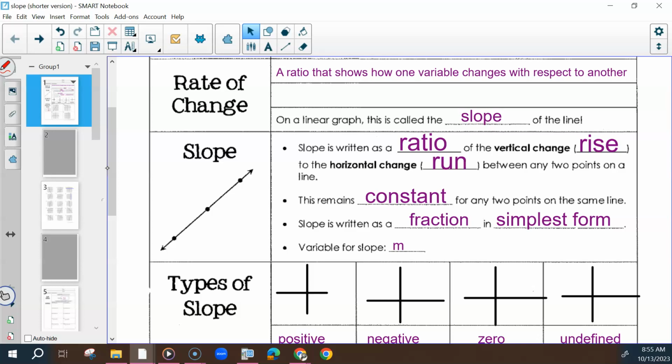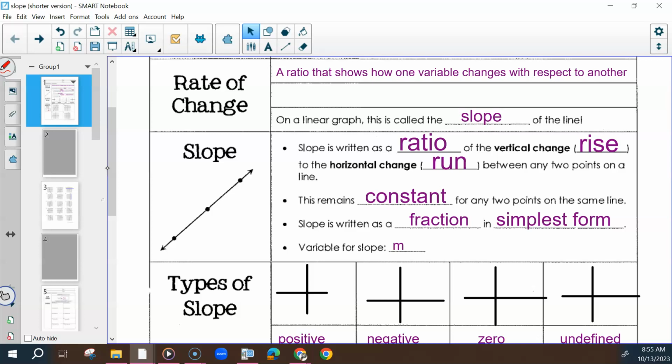Our topic is slope, which is similar or can be interchanged with rate of change. It is a ratio that shows how one variable changes with respect to another. On a linear graph, this is called the slope of the line. So slope and rate of change can be interchanged.